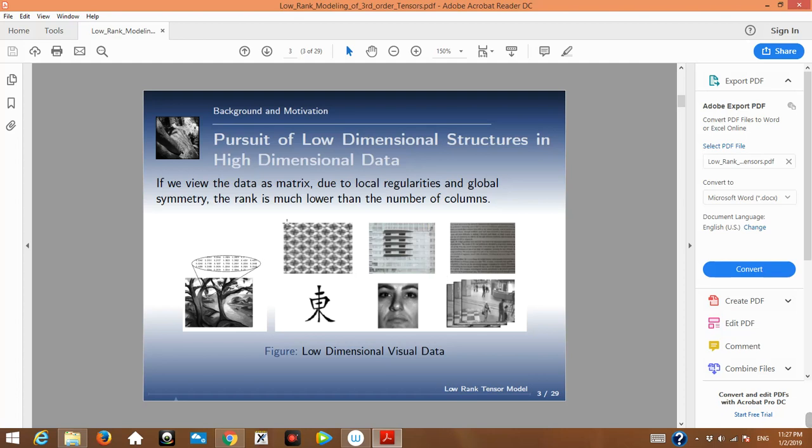Now, if we transform, for example, this image into a matrix, the columns of this matrix are highly correlated, and some columns may be identical. That means the matrix representing this image is of low rank. That is, its rank is much smaller than the number of columns.